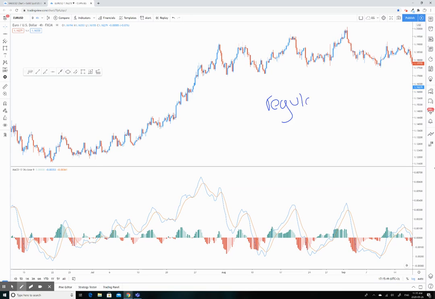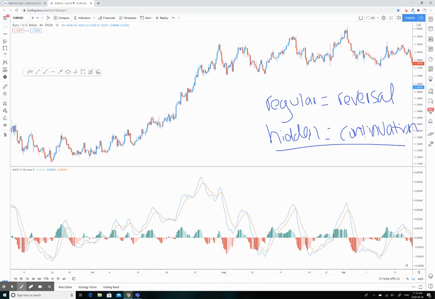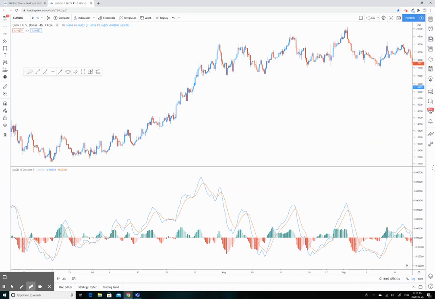And hidden divergence specifically, so there's regular divergence and hidden divergence. I'll start writing this down in case you want to jot it down. Regular divergence indicates a reversal is coming. Okay. And hidden divergence indicates that we have a continuation, which is my favorite way to trade divergence because you're not opposing the trend. And I don't like to oppose the trend. Okay. I'm trying to trade with the trend. I'm a trend trader.